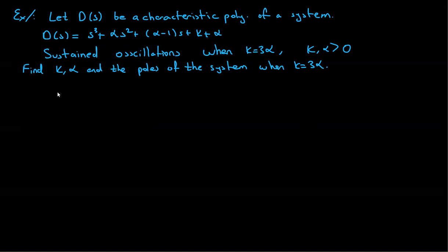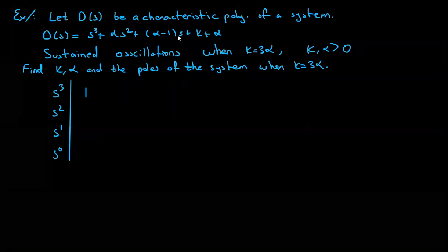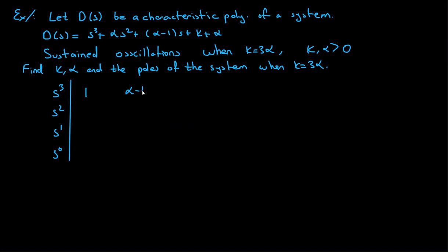I will start with the S cubed term and S squared, S to the power 1, and S to the power 0. And I will write down the coefficients. The coefficient of S cubed is equal to 1. Coefficient of S term is equal to alpha minus 1. Coefficient of S squared is equal to alpha. And coefficient of the S to the power 0 term is K plus alpha. Okay. So if you would like to, you can fill in zeros over there. And I will continue with the next row.